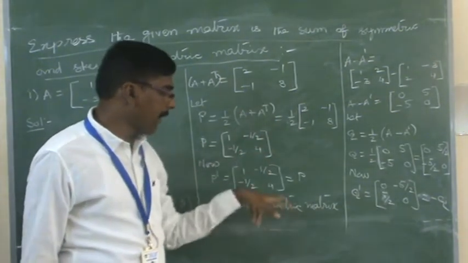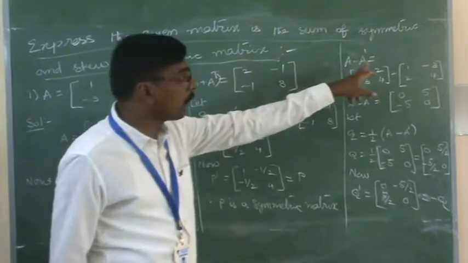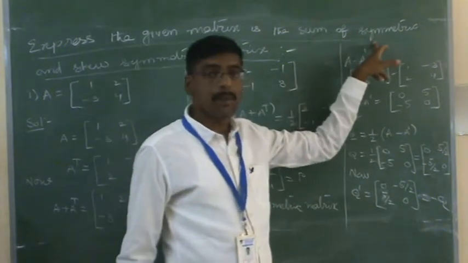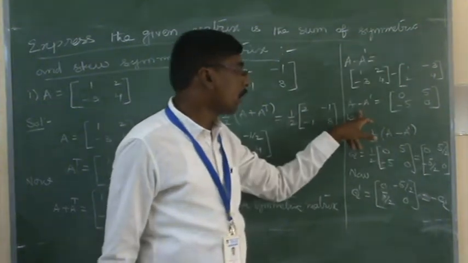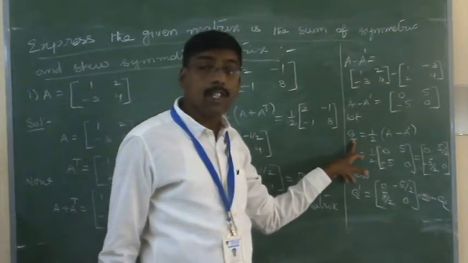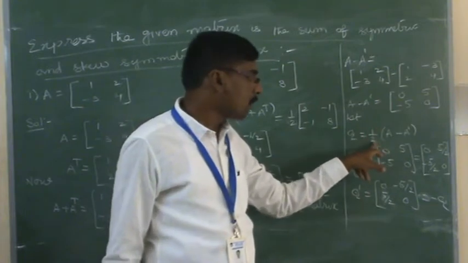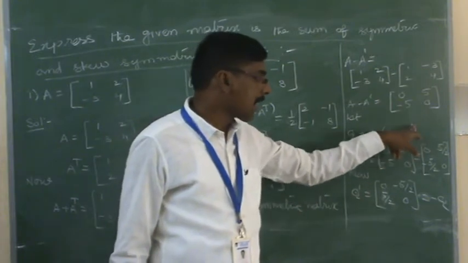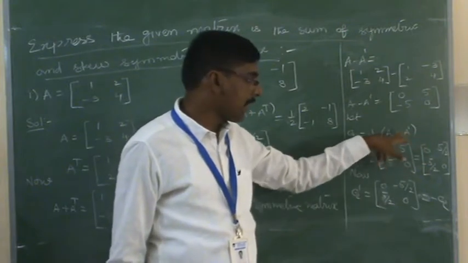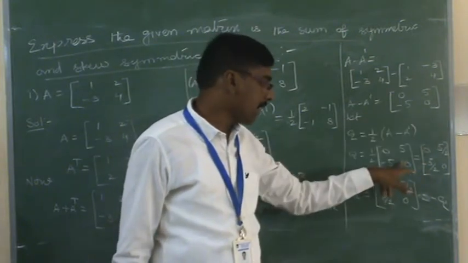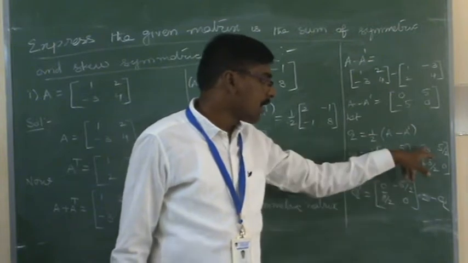Here P is a symmetric matrix, we proved. Then we need to find A minus A transpose. After finding A minus A transpose, let the matrix Q be 1 by 2 times A minus transpose of A. Then we calculate 1 by 2 times A minus transpose of A, and we will get the value of Q.